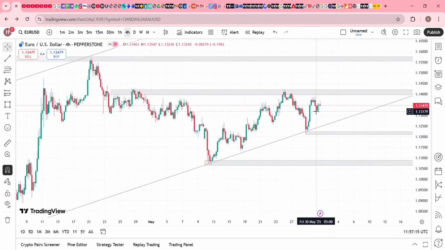So at this level, I equally see a demand zone here, very close to price. I see this demand zone at this level, which I will equally mark. I think it's properly marked. Okay, I think the zone is properly marked.